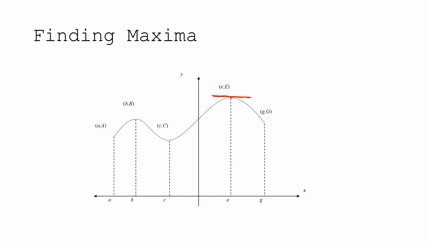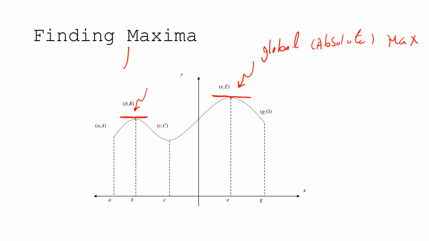But wait a minute, the slope here is also 0. So what is the difference between these 2 points? This point here is our global or absolute maximum. And this point here, we call a local maximum. So both local and global maxima will have a slope of 0. If we note more, this point 2 has a slope of 0, but this point here is a local minimum.